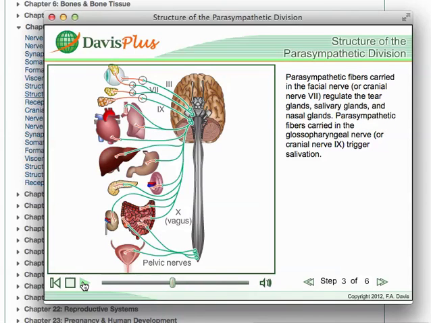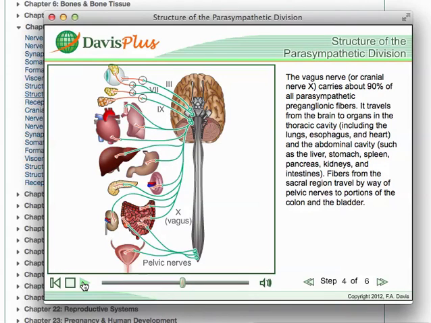Parasympathetic fibers carried in the glossopharyngeal nerve, or cranial nerve 9, trigger salivation. The vagus nerve, or cranial nerve 10, carries about 90% of all parasympathetic preganglionic fibers. It travels from the brain to organs in the thoracic cavity, including the lungs, esophagus, and heart, and the abdominal cavity, such as the liver, stomach, spleen, pancreas, kidneys, and intestines. Fibers from the sacral region travel by way of pelvic nerves to portions of the colon and the bladder.